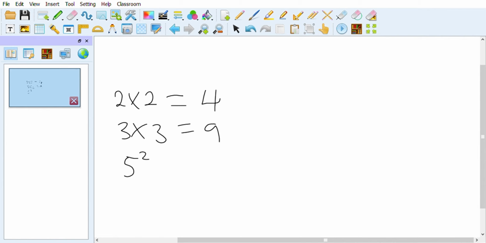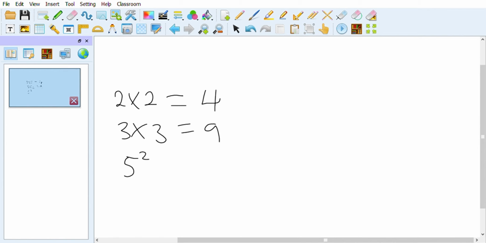6 squared means 6 times 6. 7 squared means 7 times 7. So anytime you see this small 2 on top of a number, it means the square of that number. So it's telling you to multiply that number by itself.